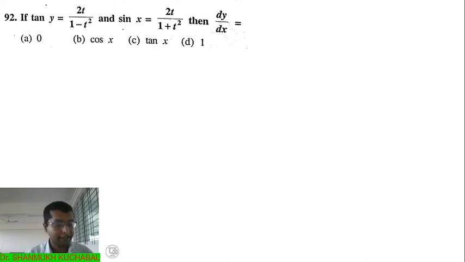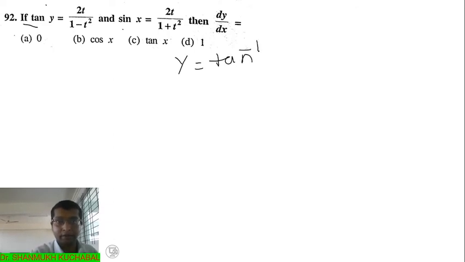Now next example: tan y is 2t over 1 minus t square, sin x is 2t divided by 1 plus t square. We have studied inverse trigonometric functions. Tan is on the LHS; if you transport it to the RHS, it becomes an inverse. So I can write y equal to tan inverse of 2t divided by 1 minus t square.